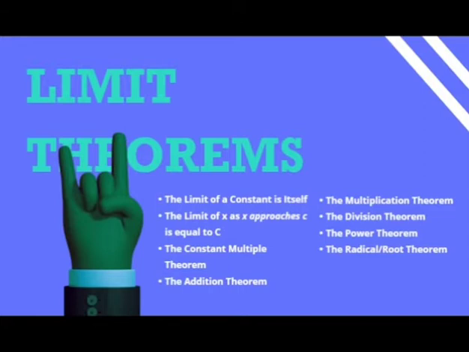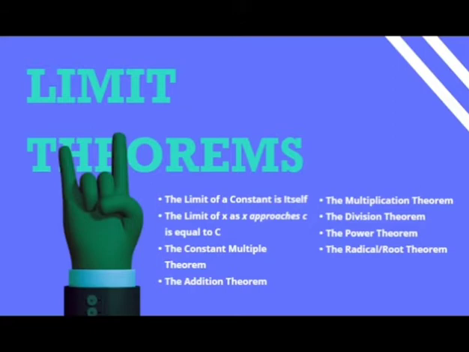The constant multiple theorem states that the limit of a multiple of a function is that multiple of the limit of the function. The addition theorem states that the limit of a sum of functions is also the sum of their limits. And next, this multiplication theorem has a similar indication as the addition theorem. Two functions multiplied is like both of their limits are multiplied as well.